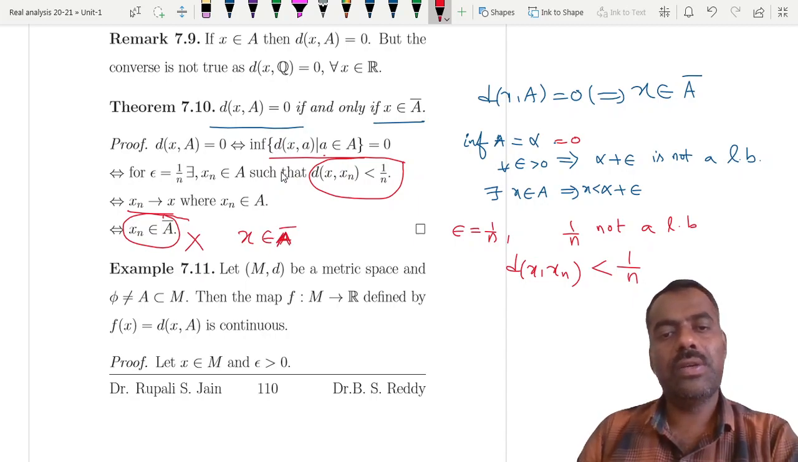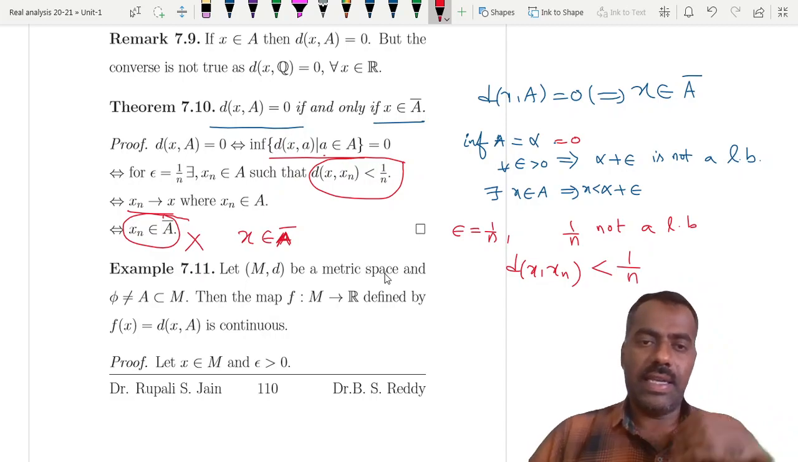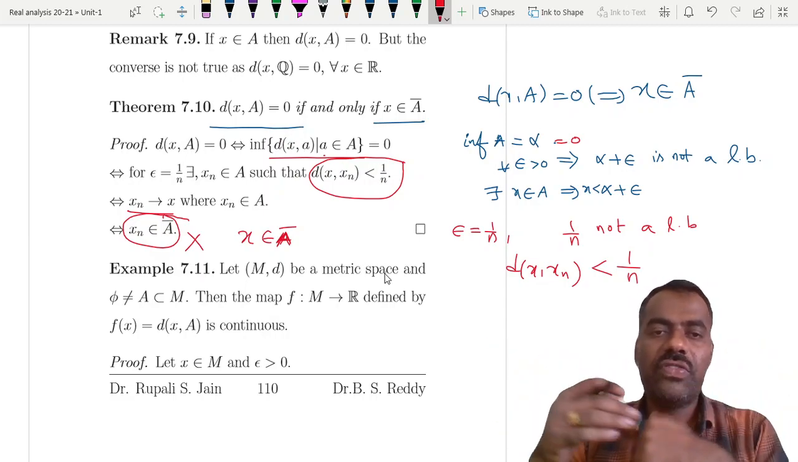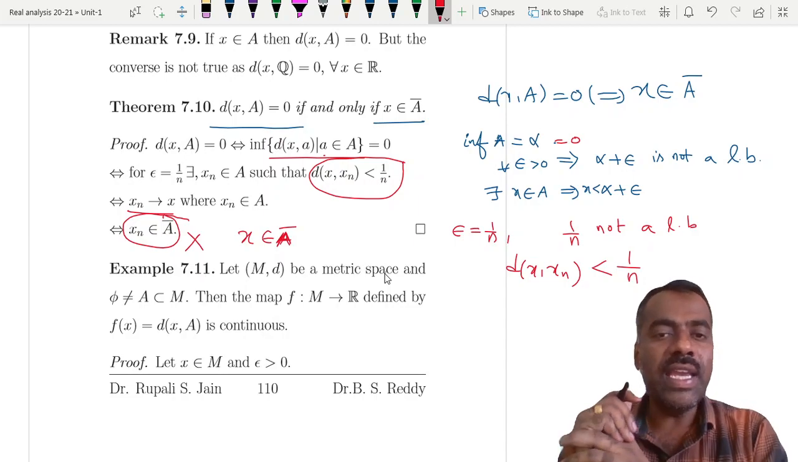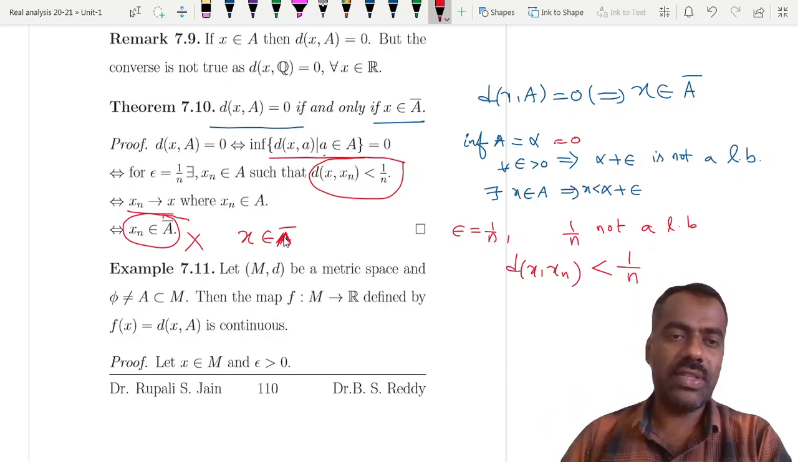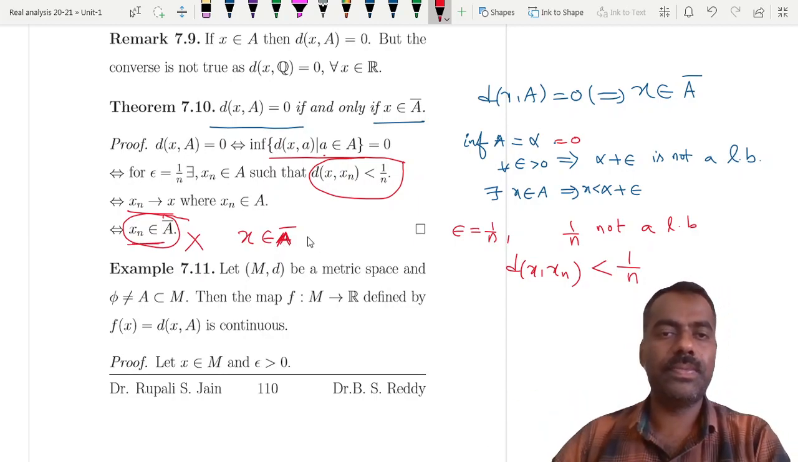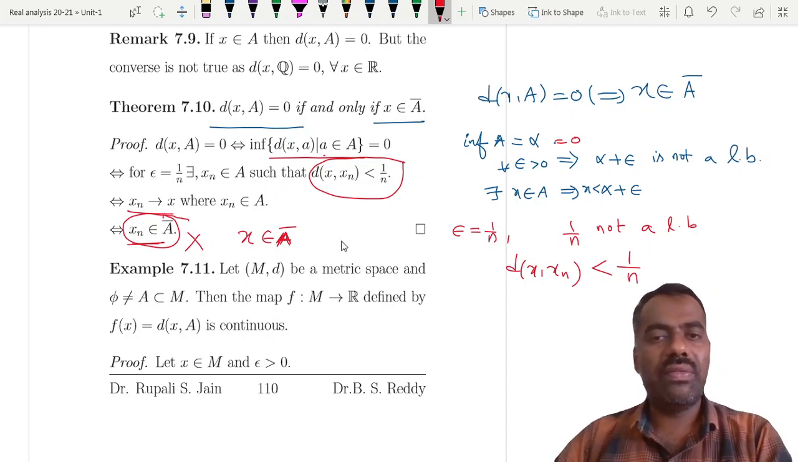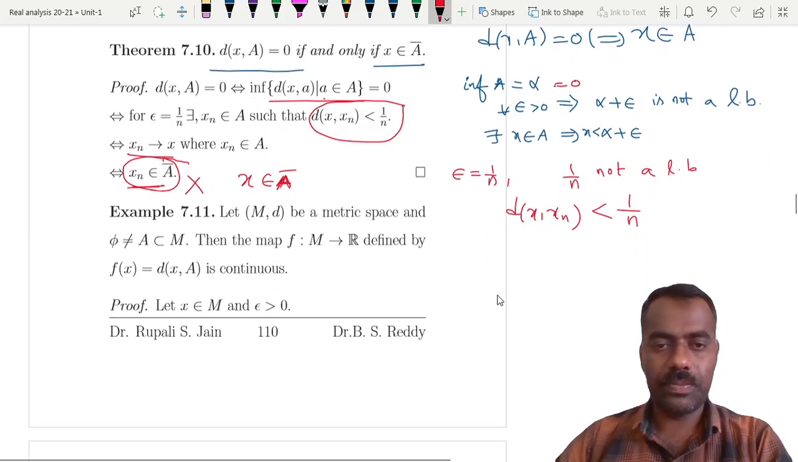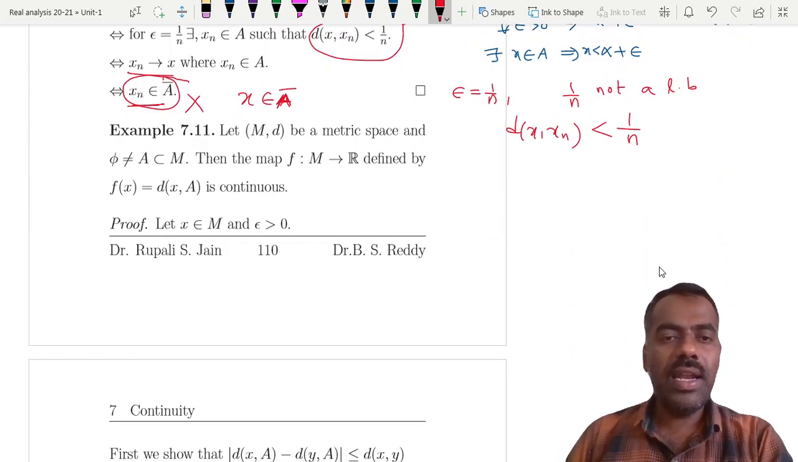We have already proved a result that x is in A bar if and only if there exists a sequence x_n in A converging to x. So this is not x_n, this is x. And you can go the other way also the same, so it is an if and only if condition, right? Fine.